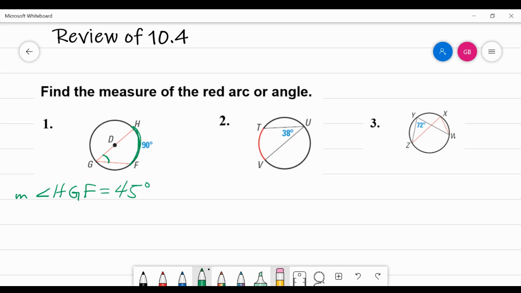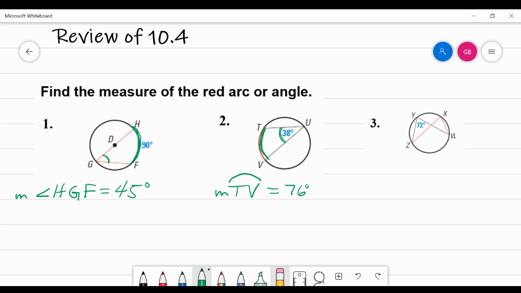Okay, and vice versa. If we have the inscribed angle, like we have here, this 38-degree angle, then the arc is twice as much. So the measure of arc TV is twice as much as 38, which is, I believe, 76 degrees.